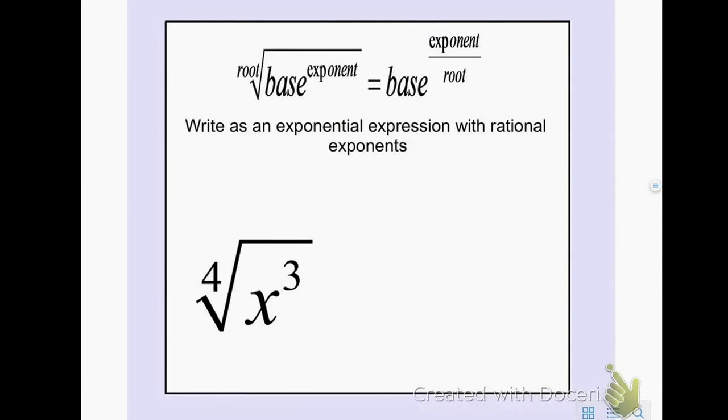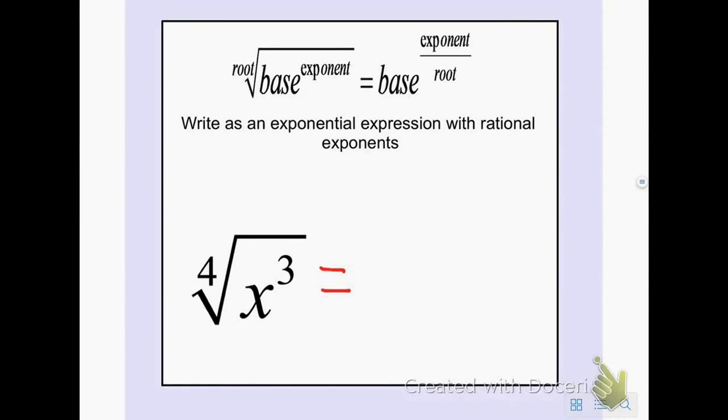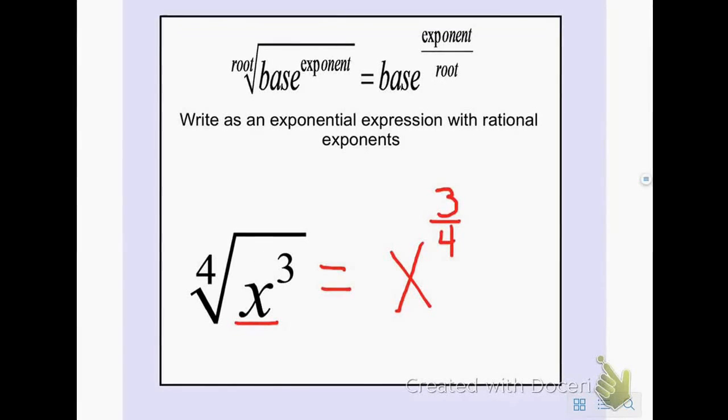We want to do the same thing here. So I want to change this radical expression to an exponential expression. My base in this case is x. My exponent is 3, so that will be my numerator. And my root is 4. So the fourth root of x to the 3rd power is equivalent to x to the 3/4 power.